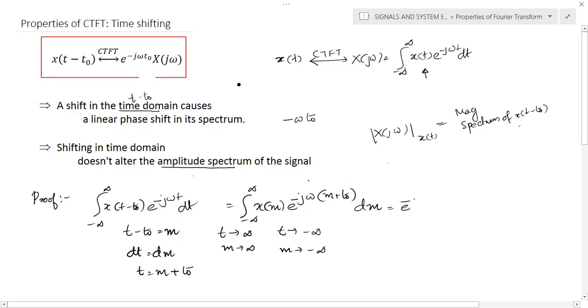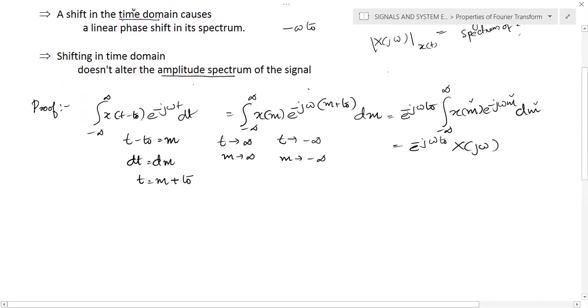Now if you observe this particular equation, here m is the variable, so this quantity e raised to minus j omega t0 is a constant, you can take it outside. Remaining is the integral from minus infinity to infinity of x of m e raised to minus j omega m dm. If you compare with the first equation, here the variable is t, and instead of t it is written m. That's the only difference. So this remaining integral is simply the Fourier transform of the signal x of m or x of t, that is x of j omega. So this is the proof: e raised to minus j omega t0 into x of j omega.